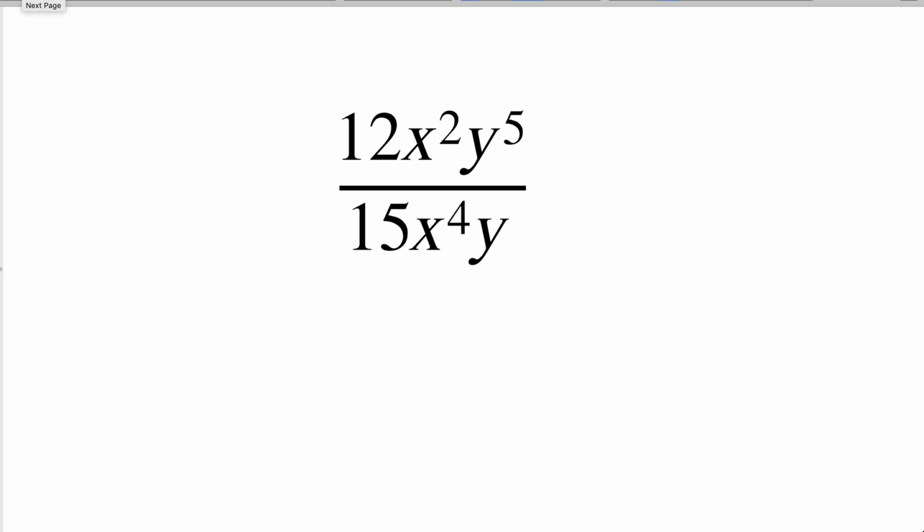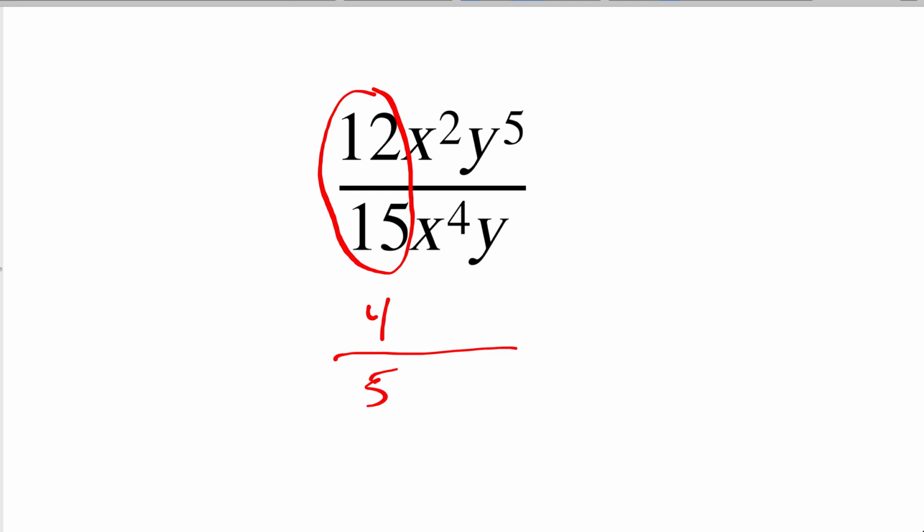Division. So I'm going to divide. I'm going to separate this into parts. So I'm going to take the coefficient part right here, and I'm just going to reduce that. So those are divisible by 3, so I get 4 over 5.